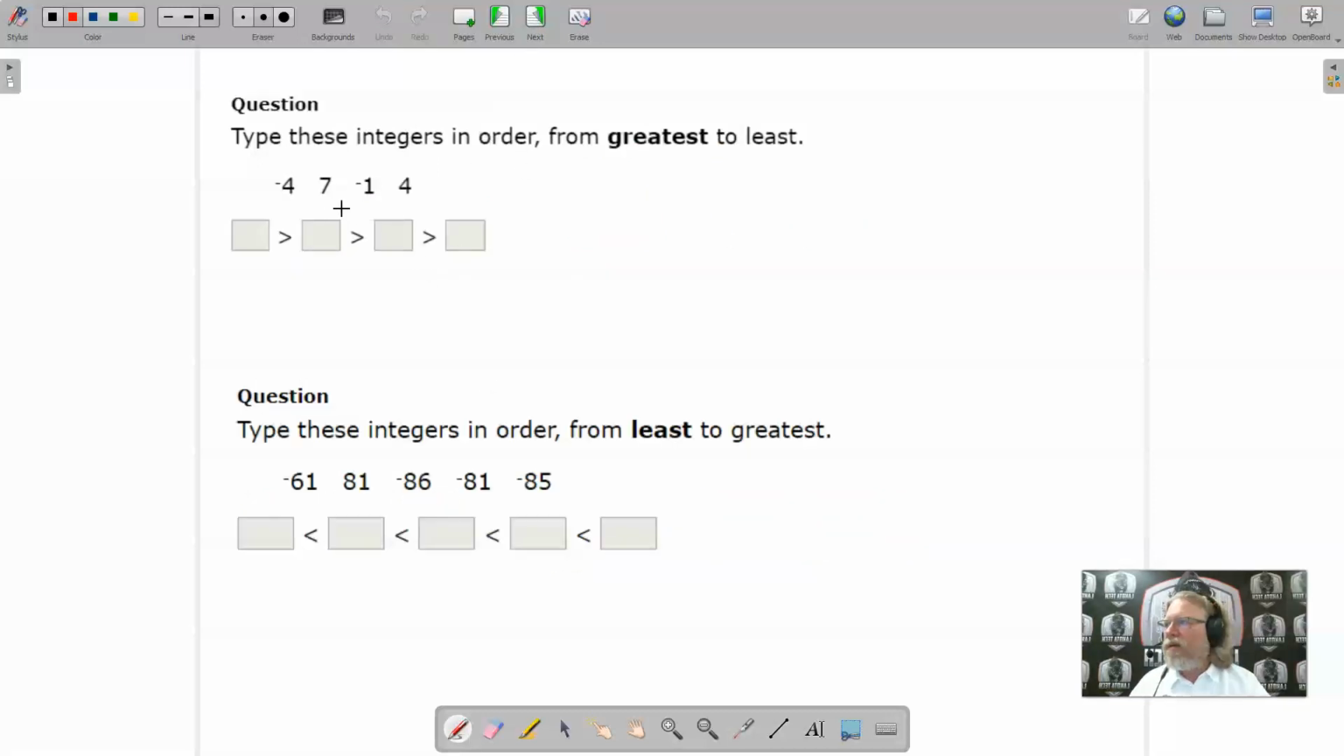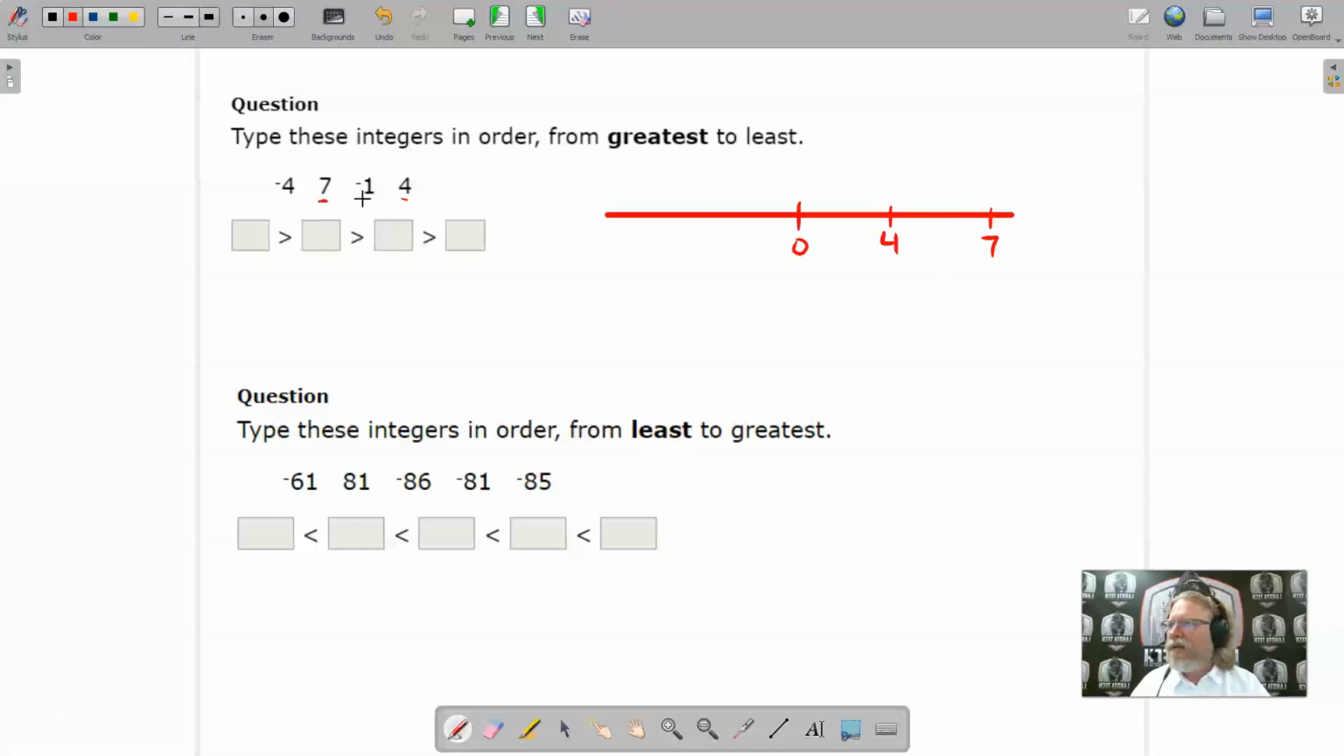Let's look at our next ones here. Now we're given 4 values, but we can still use that number line approach. Do I have some positives and negatives? Indeed I do, so I'll use a 0. Let's deal with the positive ones first. 4 and 7. Well, I would come to 4 before I would come to 7.